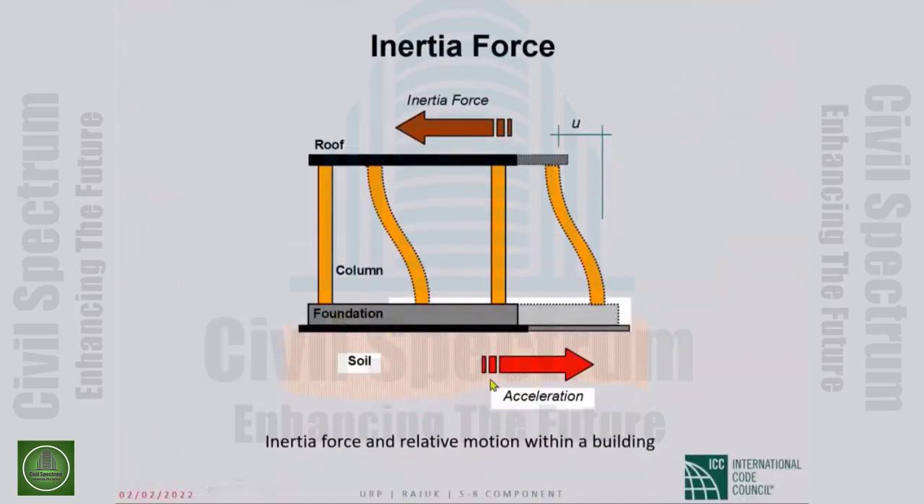Because of the earthquake, there is acceleration of the ground and the foundation has started moving. The movement is every which way, but here we are showing the left to right movement. The foundation has moved, but the mass, which is at the roof level, wants to stay back where it is. It doesn't want to go with the foundation. So ultimately, what we end up with is something like shown in the picture. The foundation moves that far. The roof moves only a part of that distance.